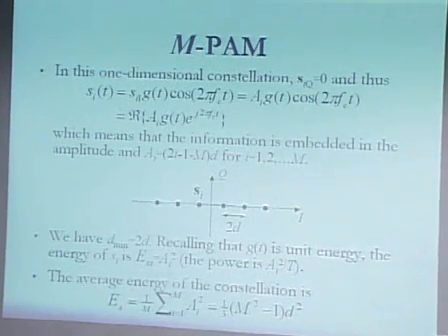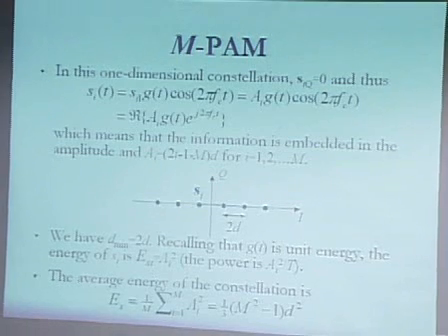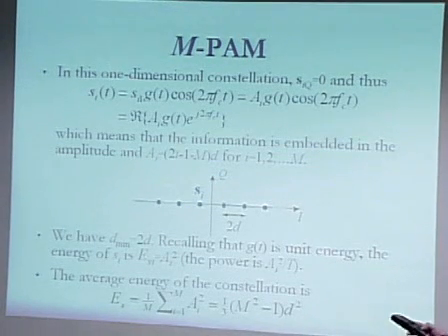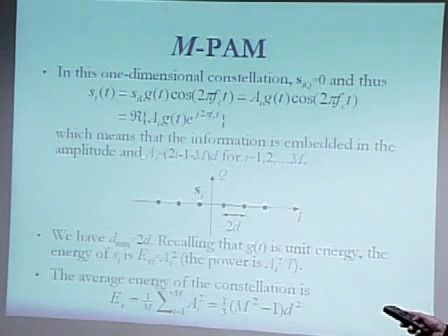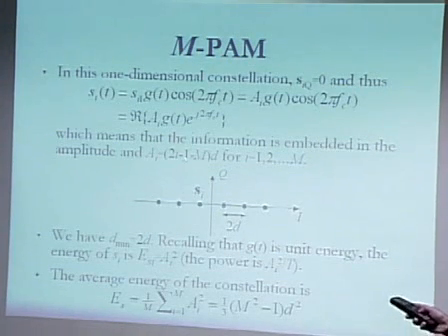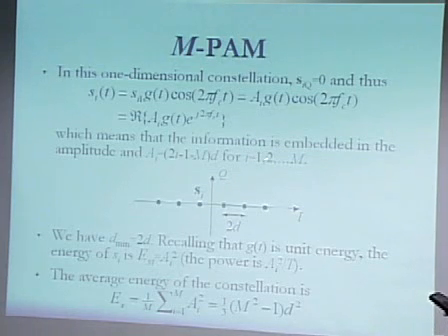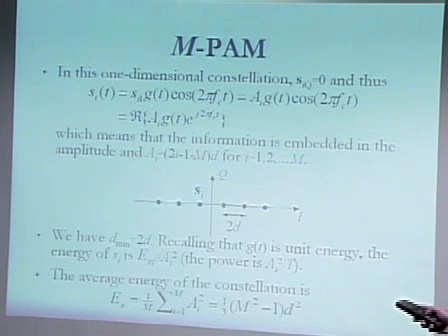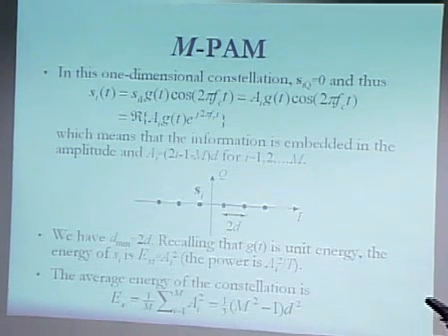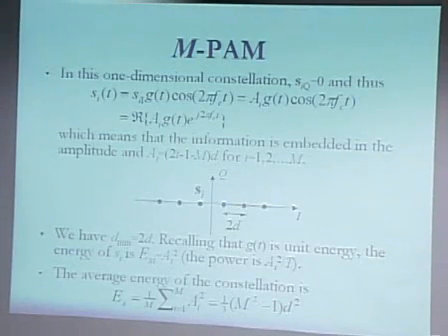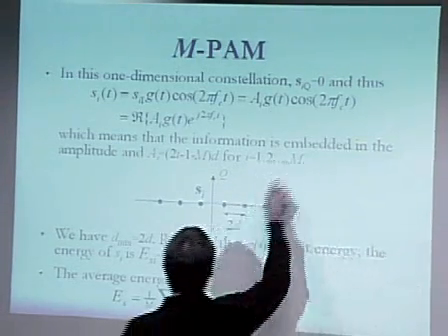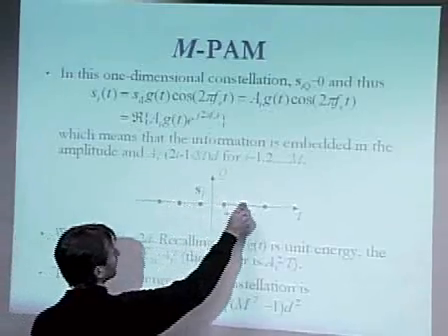Okay, so we can actually write the points down as follows. The ith point has amplitude (2i minus 1 minus M) times d, for i going from 1 to M. It's a little messy, but it works, right? So for i equal 1, this gives us 2 minus 1 is 1, so it's (1 minus M) times d, and so on and so forth. So if you start with 1 going to M, you start from the left, and you'll be drawing all these points.